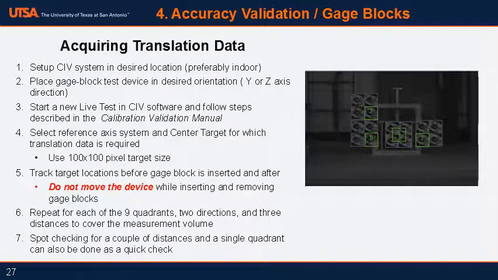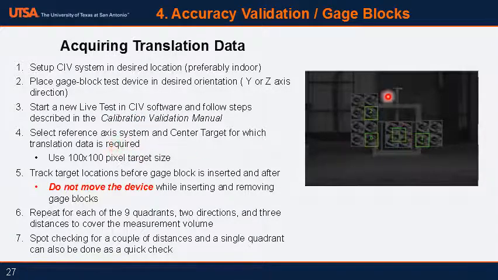So, step by step. First, set up your gauge block somewhere at the distance you want. Preferably do this indoors so you don't have wind vibrations and other things going on and lighting variations. You put the gauge block in the desired orientation. So for the y-axis or z-axis, you lay it down flat. You start a new live test, and I will explain later how to actually run through a live test. But you start a new live test and follow the procedure as explained in the validation manual.